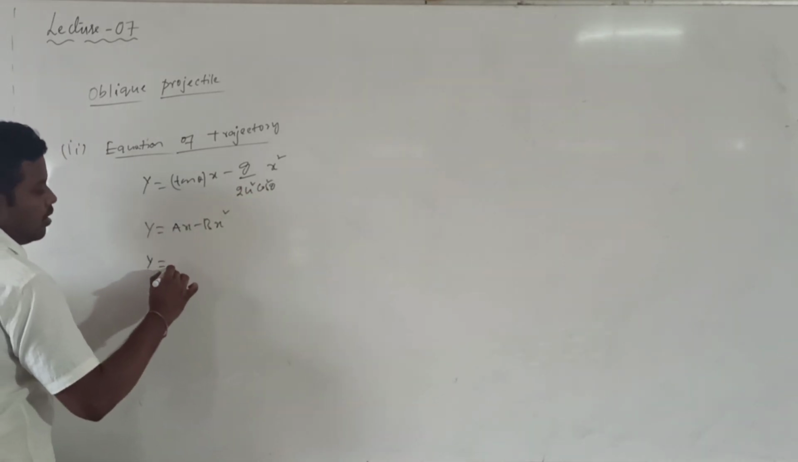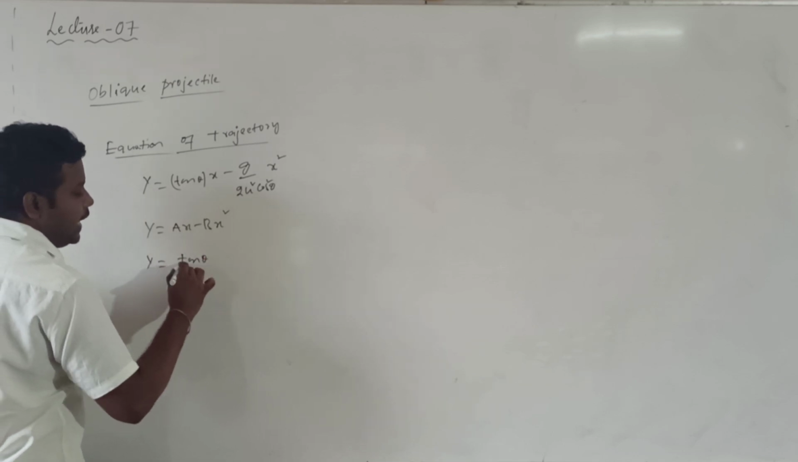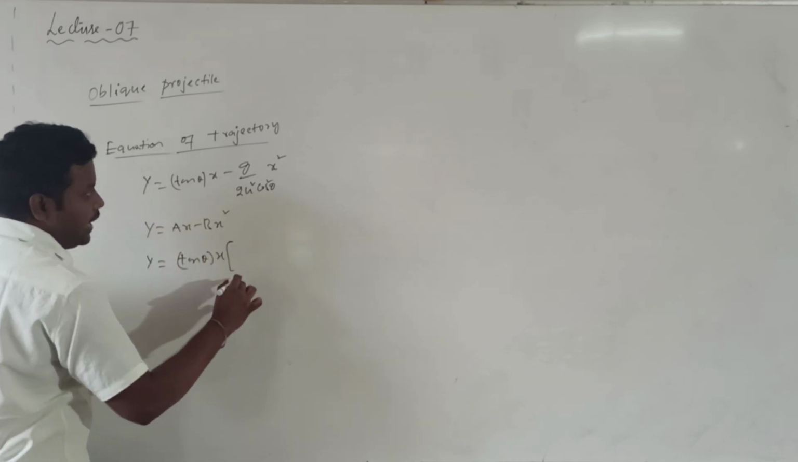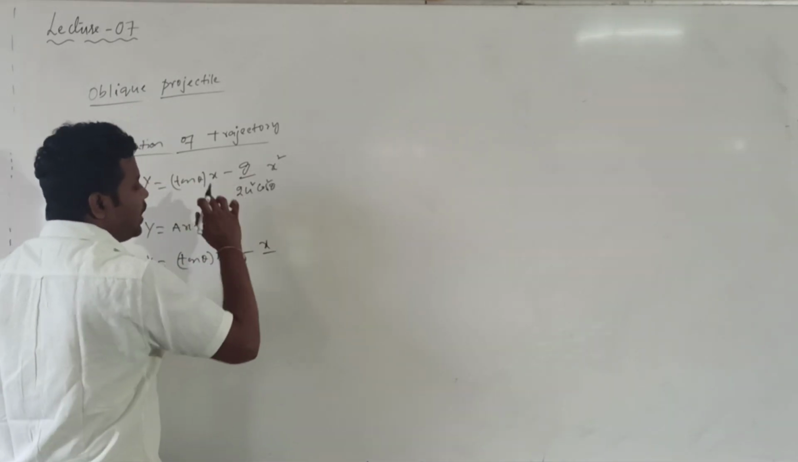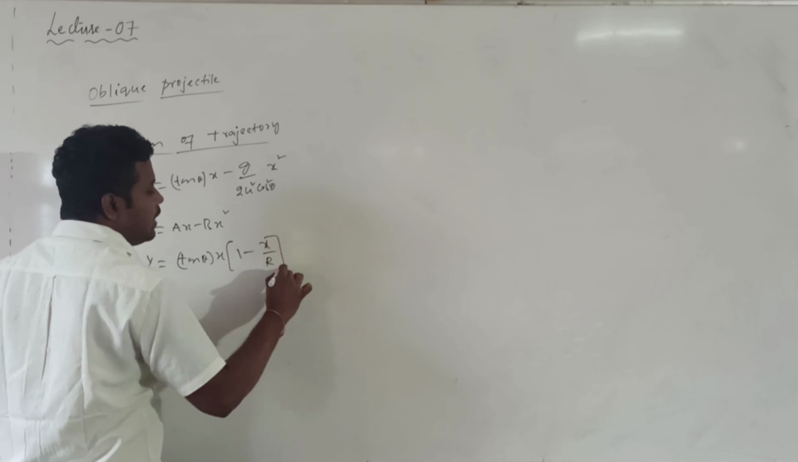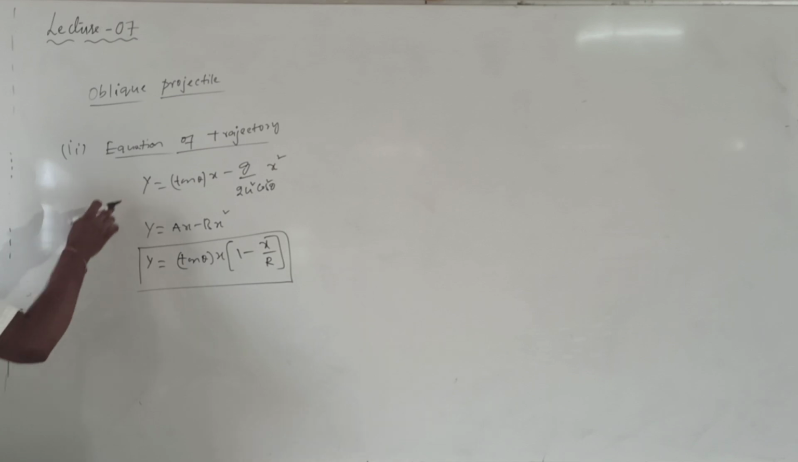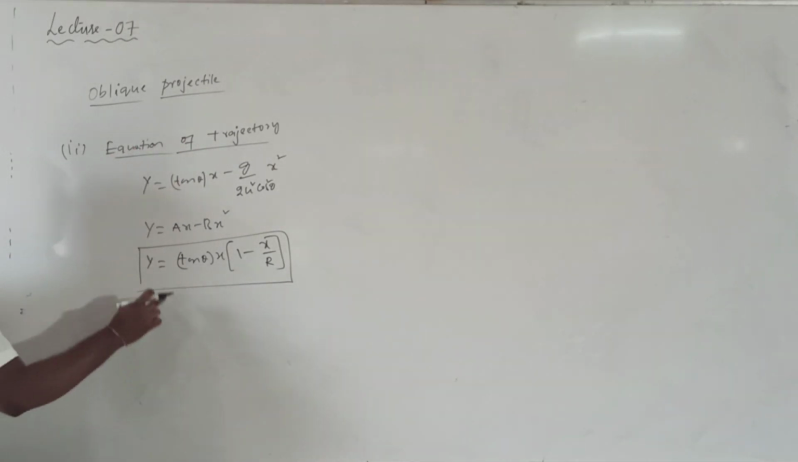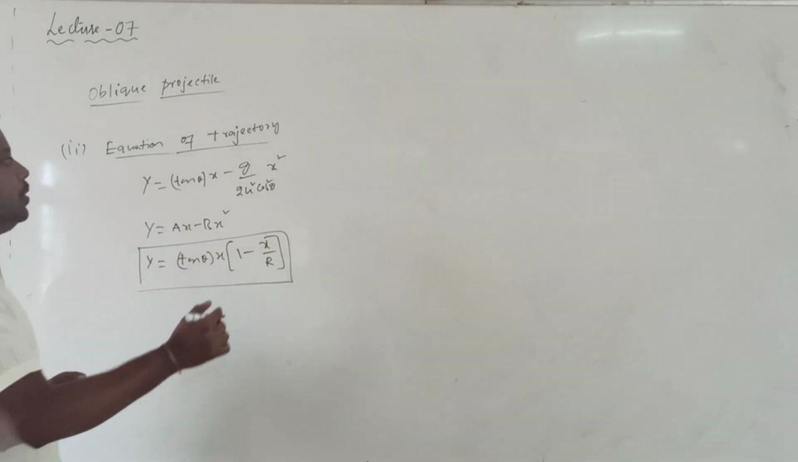This equation can also be written in terms of range. If I take tan theta into x common, then what I will get is 1 will be there, and the remaining x, because x square, one x is over, the final value we get is R. So you can check it. This is the equation for trajectory of a projectile in terms of range. Understood? So next one, third point.